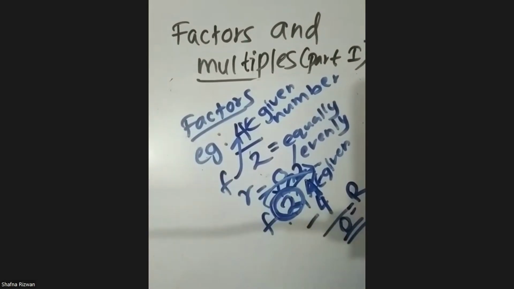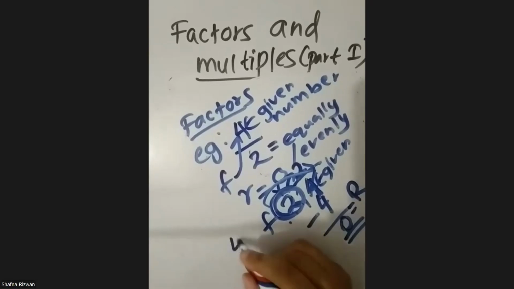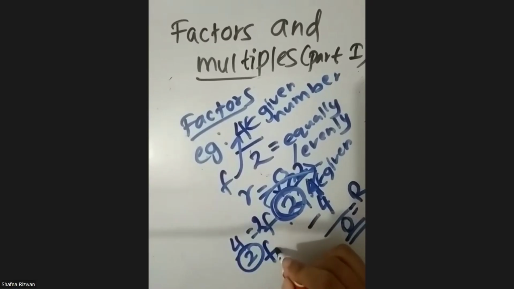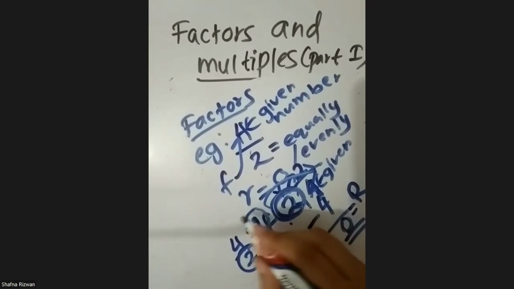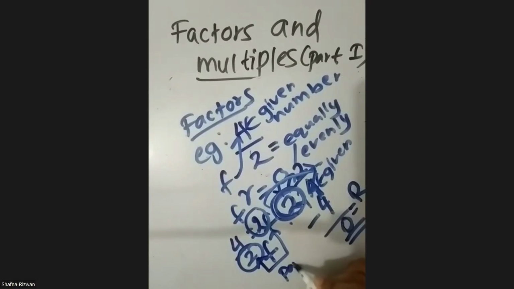And remember, not only 2. When you divide 4 by 2, what's the answer that you get? That is 2. Not only the number which you divided by is a factor, but your answer is also considered a factor. And remember, these two are in pairs.